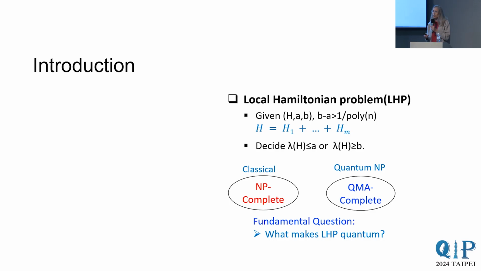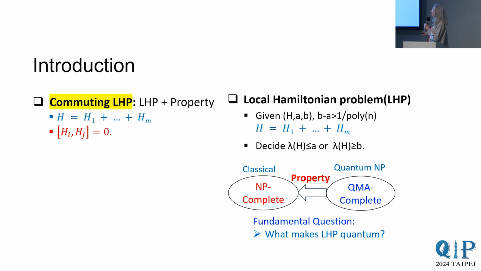So it's natural to ask, what is it about the local Hamiltonian problem that makes it quantum? What are the properties that make it harder, or more quantum in that sense? Or conversely, if we add some additional constraints or assume some additional properties, does that suddenly make the problem classical? And with this question in mind, we're going to be looking at commuting Hamiltonians, a special case where all of the terms pairwise commute with each other.